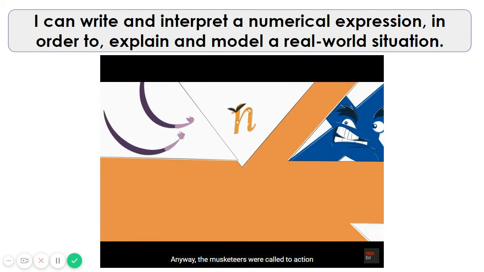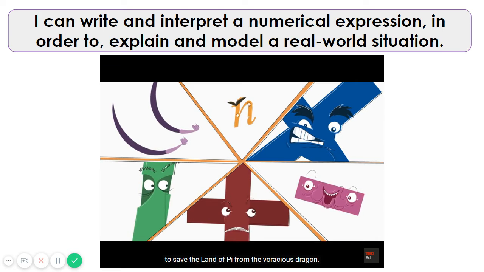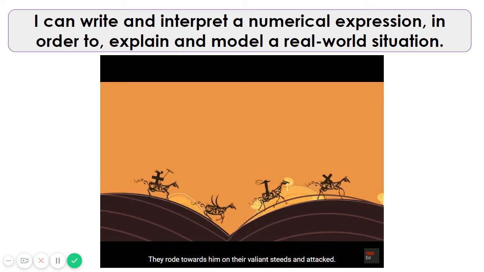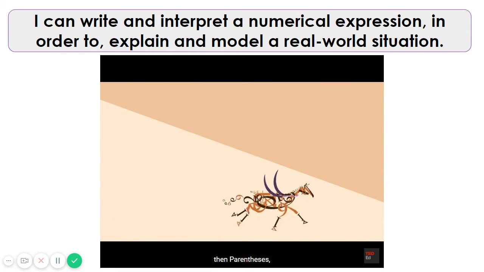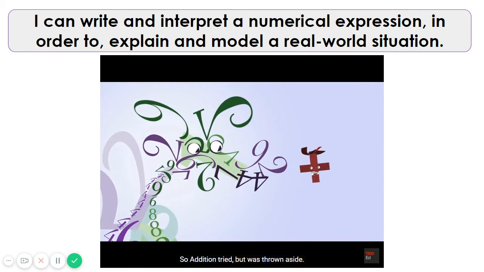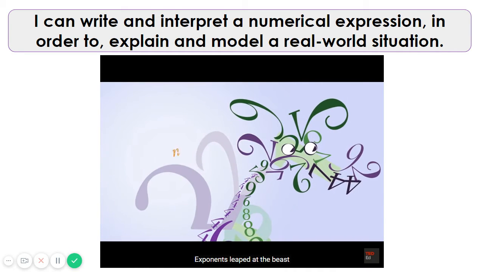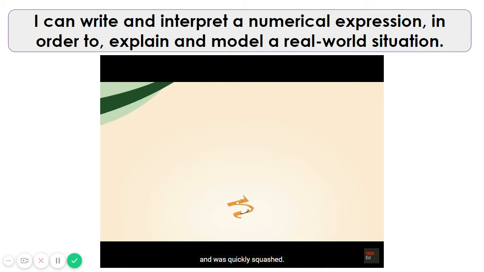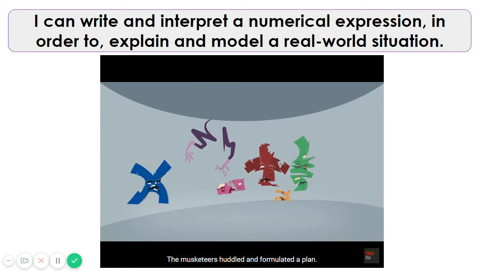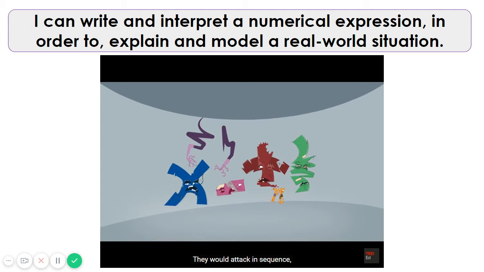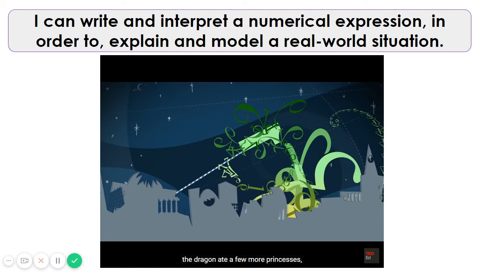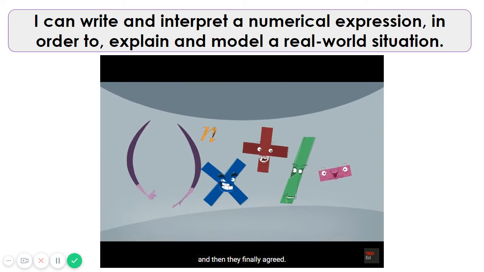Anyway, the musketeers were called to action to save the land of Pi from the voracious dragon. They rode towards him on their valiant steeds and attacked. First multiplication, then parentheses. But that didn't work. The dragon continued eating people. So addition tried, but was thrown aside. Exponents leaped at the beast, and was quickly squashed. Nothing was working. The musketeers huddled and formulated a plan. They would attack in sequence, but who should go first? They bickered for a while. The dragon ate a few more princesses, and then they finally agreed.